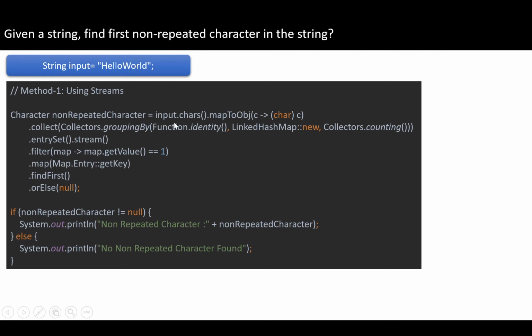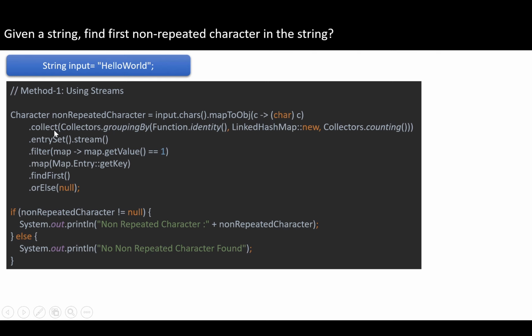Here you will use input.chars and mapToObj. You will get a characters list, collect it and group it by using Function.identity and add it to a LinkedHashMap, because LinkedHashMap will preserve the order, because we want the first non-repeated character, that's why. And Collectors.counting will give you the count of all the characters, and this will return you the map.